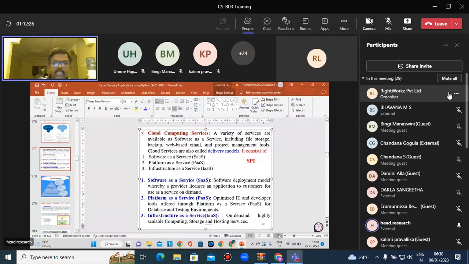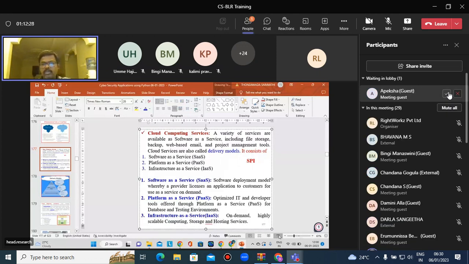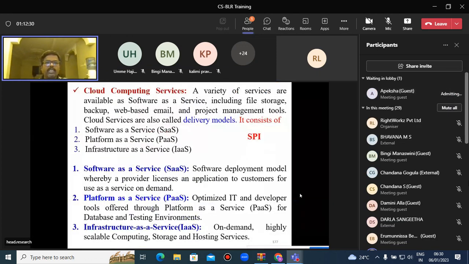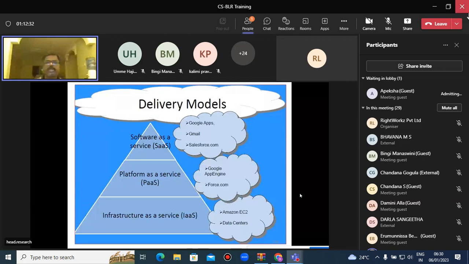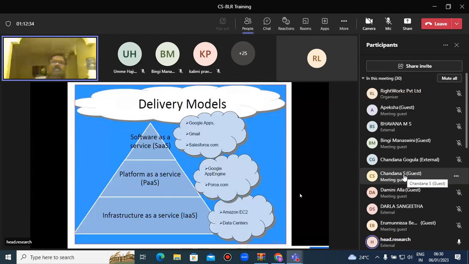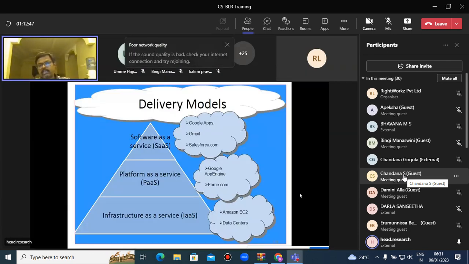Then these are the three types. The first one you can call software as a service. Best example is Google Apps. Infrastructure as a service, you can call it Amazon EC2 and data centers.